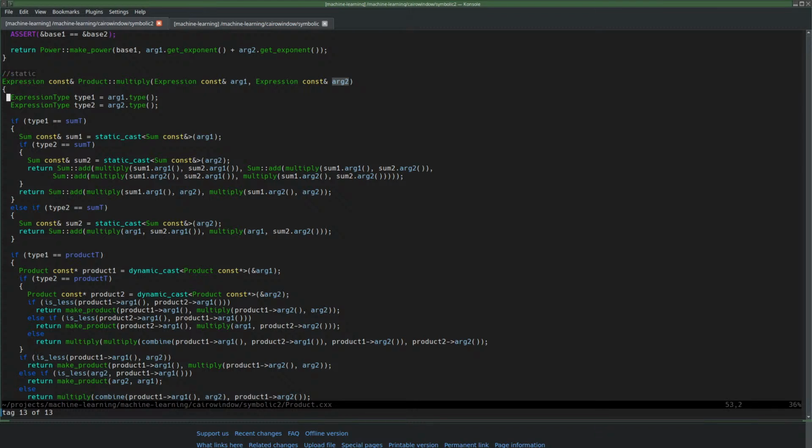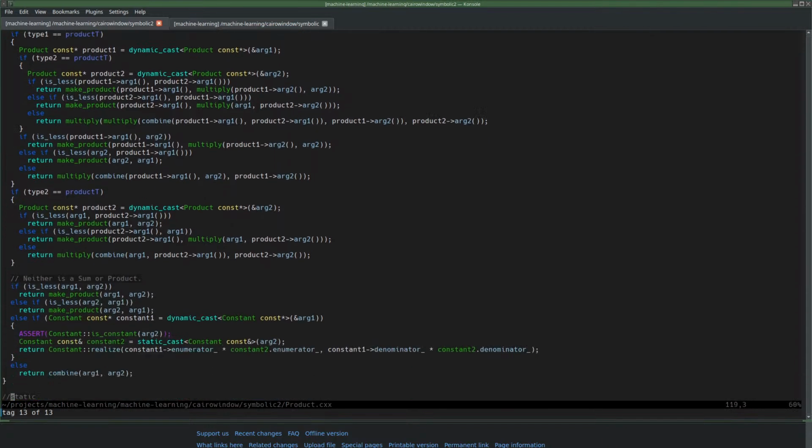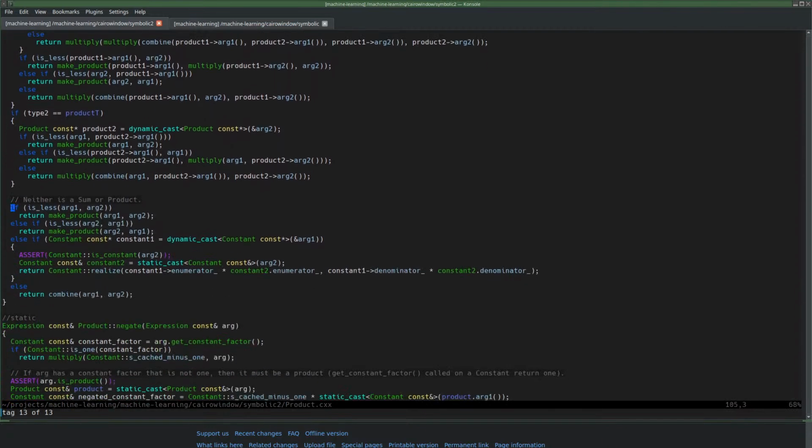So we get the type of both. Neither is a sum, so this is false and this is false. Neither is a product, actually. Well, this is false and this is false. And then we call is less. And apparently then that goes wrong. It thinks that the symbol is less than the exponent.